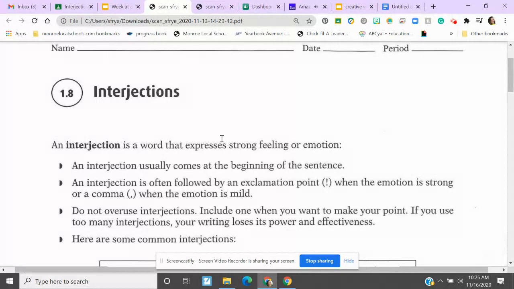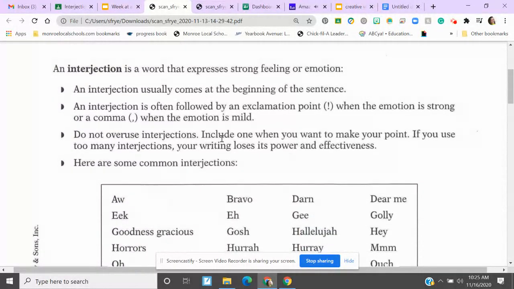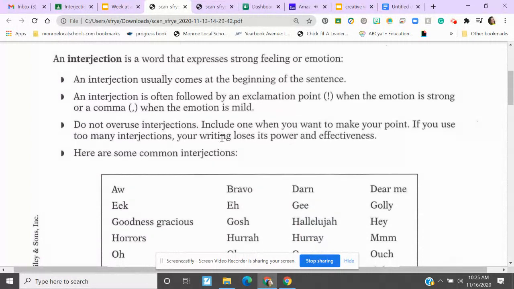are words that express feeling or emotion. Usually they come at the beginning of a sentence, and if they do, they have an exclamation point or a comma after them. If they're in the middle of a sentence, they'll be set off by commas. So for example, if I'm talking to you and I say, we love grammar, and then they say, ouch, sorry, I just got a paper cut, right? That ouch would be set off by commas, and that's an interjection. It's interrupting the sentence to show feeling, okay?